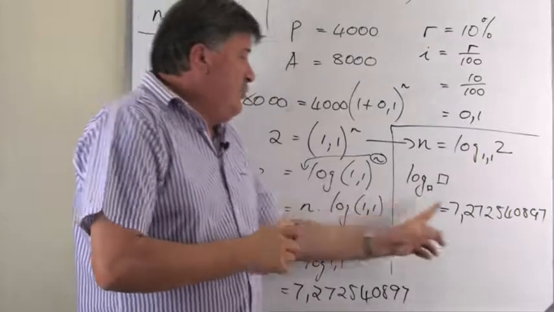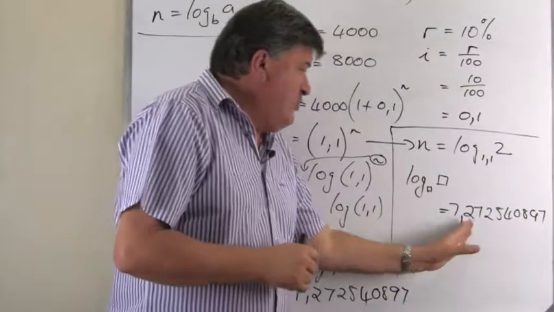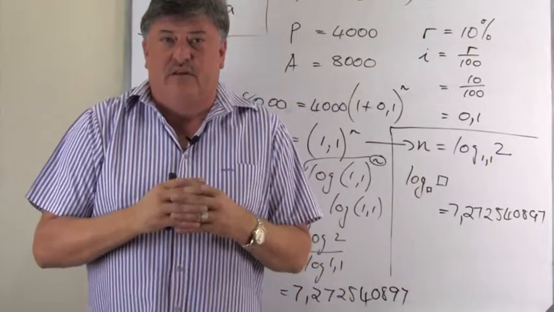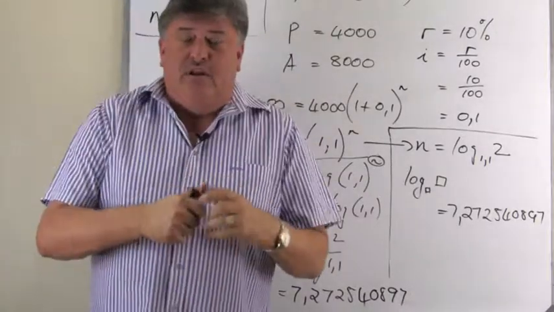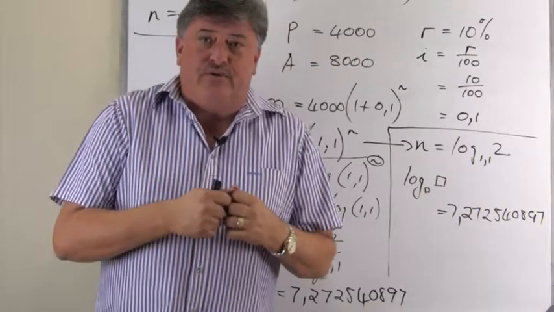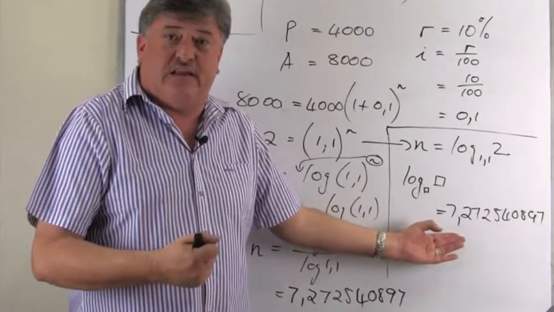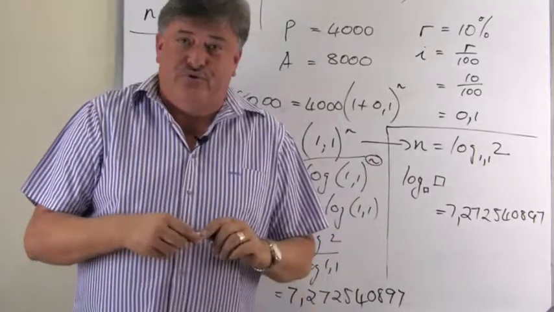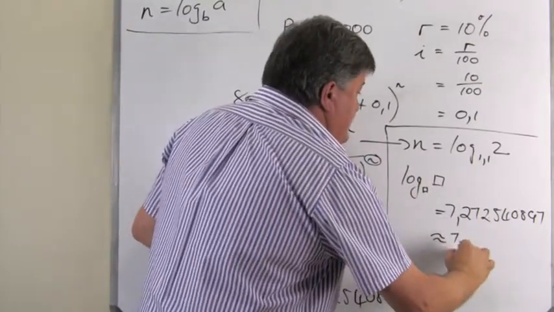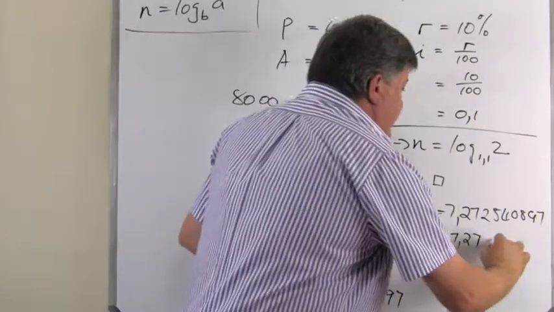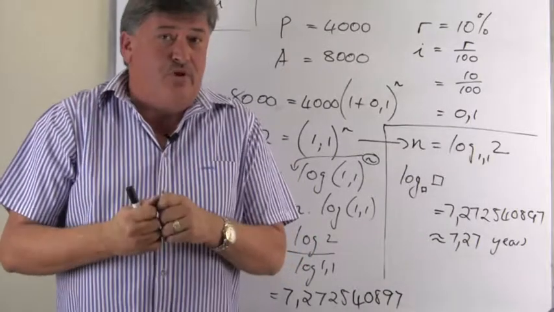This answer means that it will take over 7 years, 7,27. So if we round it off to 1 decimal, 7,3 approximately. So it will take more than 7 years for the 4,000 Rand to double. Now, depending on the question in your test or exams, the examiners are sometimes happy that you just leave the answer like this, or that you round it off to 2 decimals. Then you will look at the 3rd decimal, which is 2, and you will say your answer is 7,27 years, and we write it down to 2 decimals. It all depends on your question.